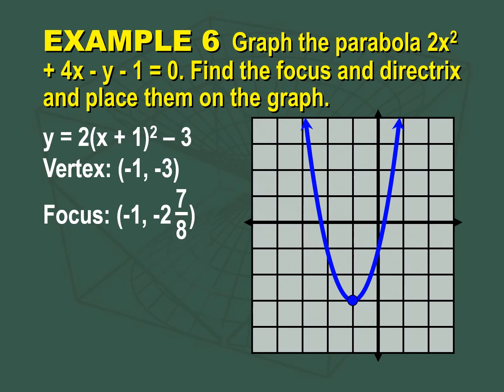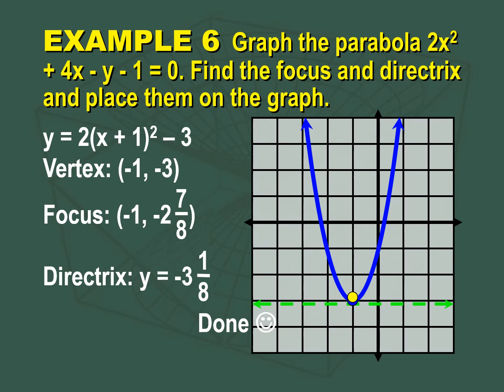I know that my focus, after I go from my vertex and I want to add 1/8, I get negative 2 and 7/8, which is right there. And then my directrix, so I'm going to take the negative 3, and then I'm going to subtract 1/8, so I get negative 3 and 1/8. So there's my directrix.